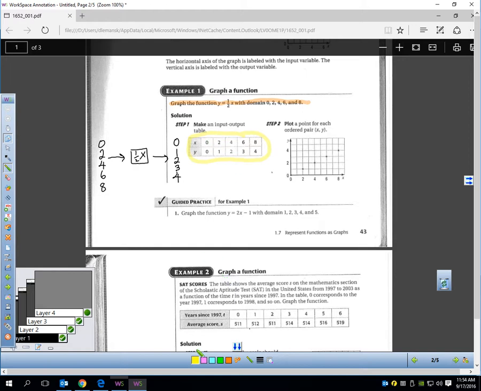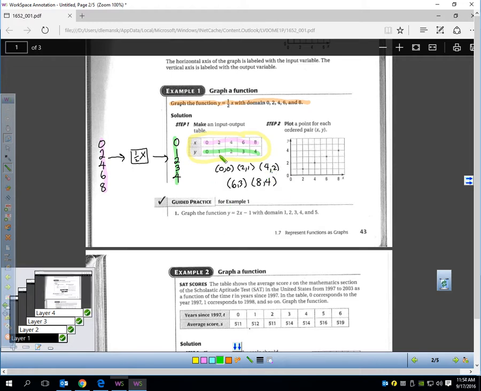There's my inputs. Maybe I'll highlight them in pink. There are the inputs, just like I have here. And here are my outputs in the table, just like I have here. Now that table means the following. I'm going to click it on the screen right here. This table is the same as these 5 ordered pairs. And I'm going to graph those ordered pairs.